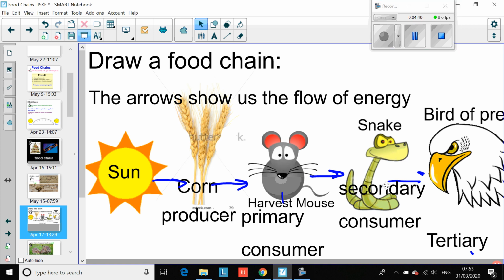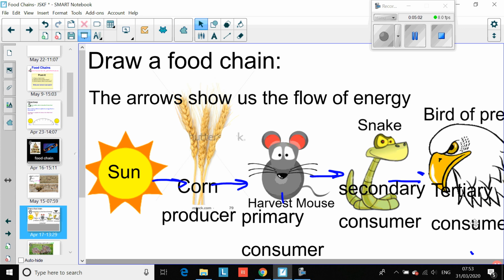And then finally, in this example, we have a tertiary consumer. Tertiary basically stands for third level or three. Okay, so primary meaning first, secondary, second, tertiary, third. And these are usually your top predators, your fierce creatures. So in this case, it's an eagle.